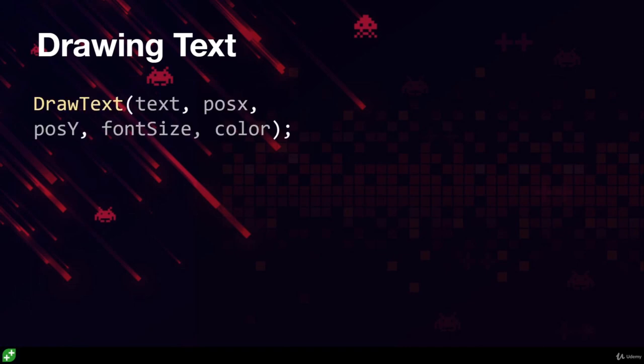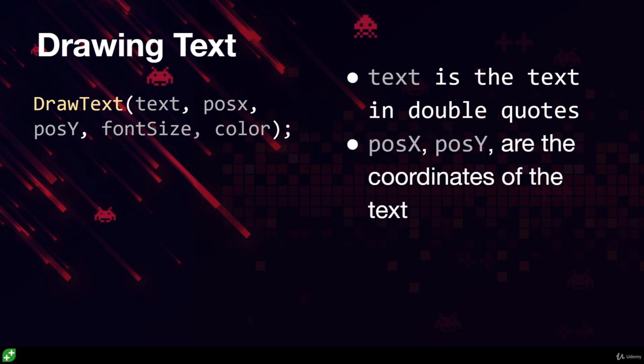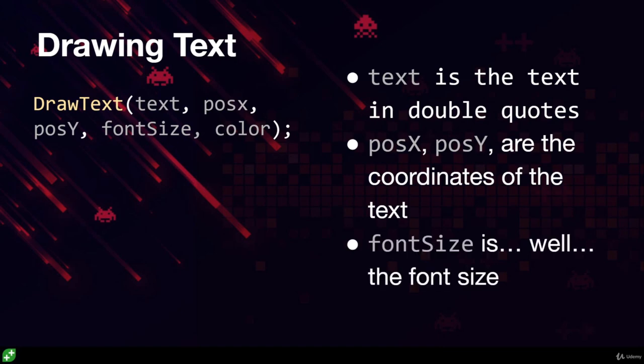It's a raylib function, and it takes a few parameters. The first is text in double quotes. This text will be drawn to the canvas in our window. Next, we have pos x and pos y, and those are the x and y coordinates of the text. The font size is, well, the font size, and the color, well, you're already getting the hang of this.